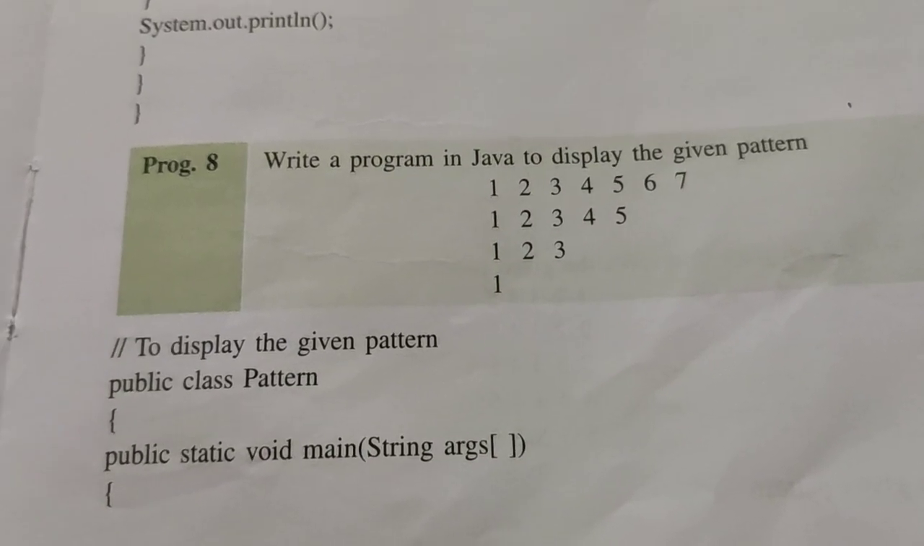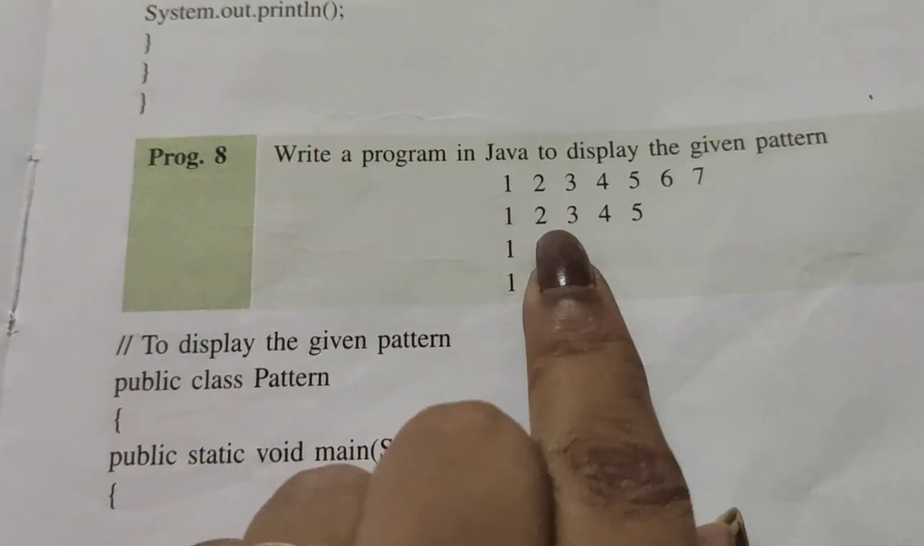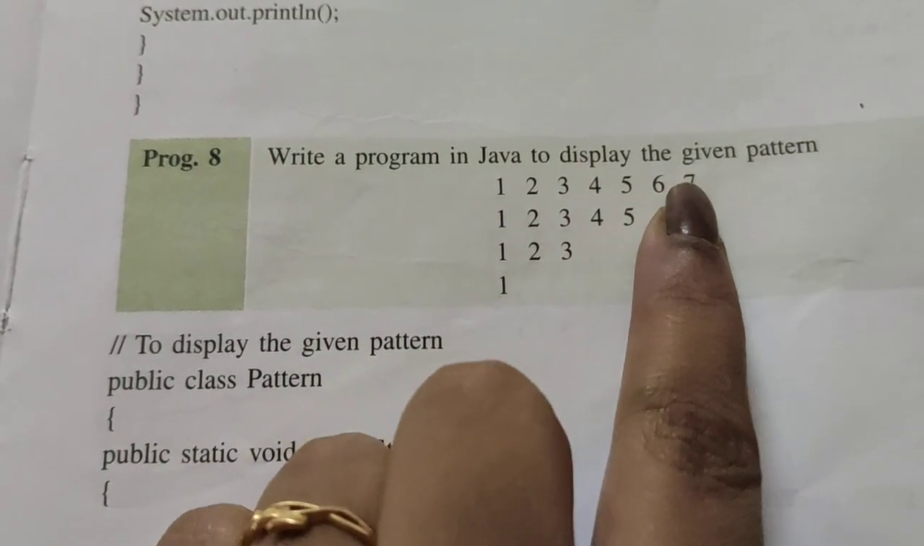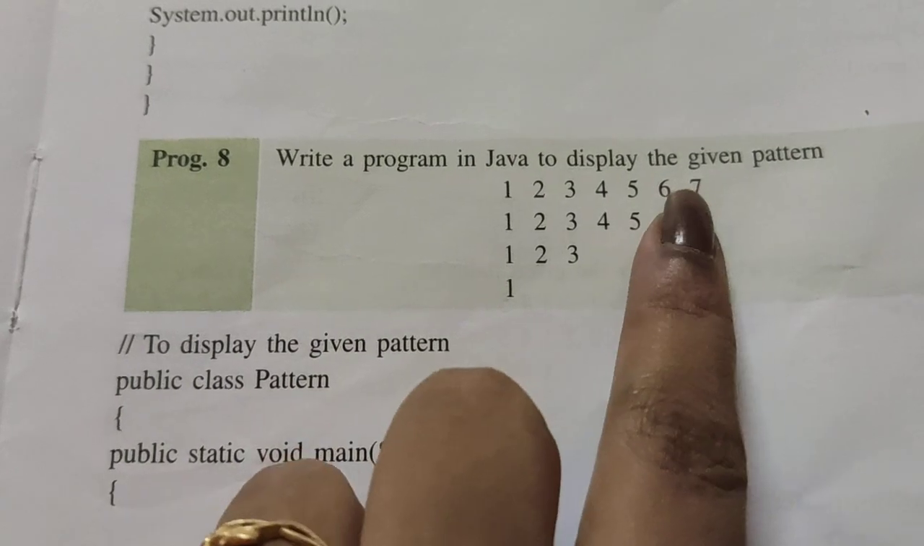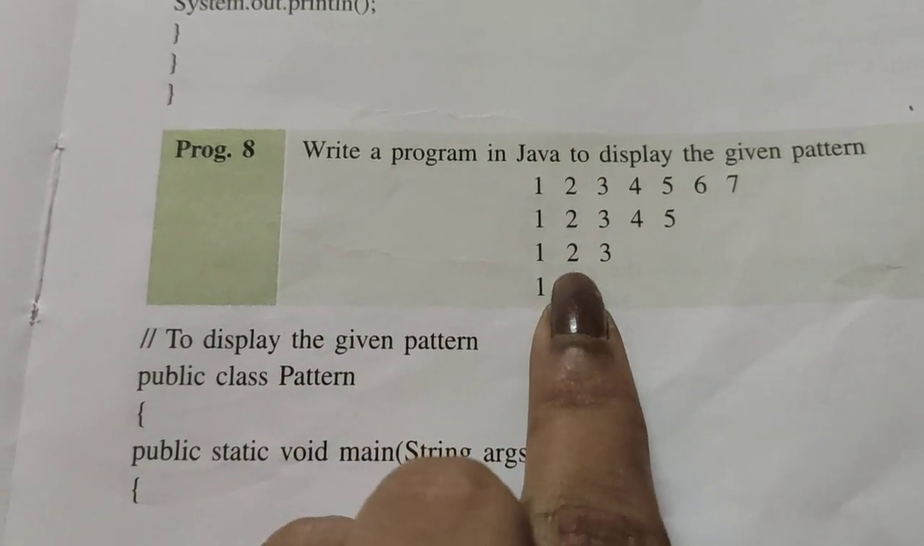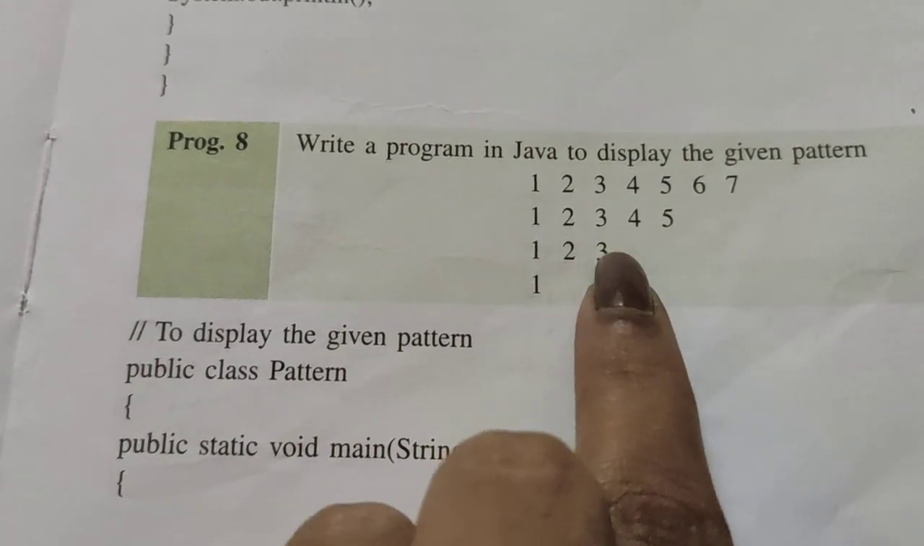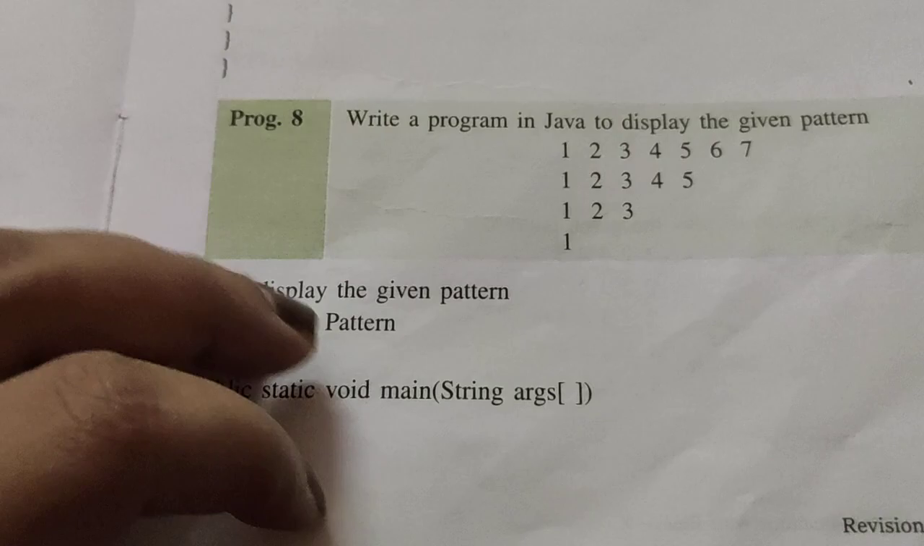Hello students, now we will see the sample program 8. In this pattern, we see 1, 2, 3, 4, 5, 6, 7 in the first row, in the second row 1, 2, 3, 4, 5, in the third row 1, 2, 3, and then 1. So you are getting a two-number gap here. We will see how to print this pattern.